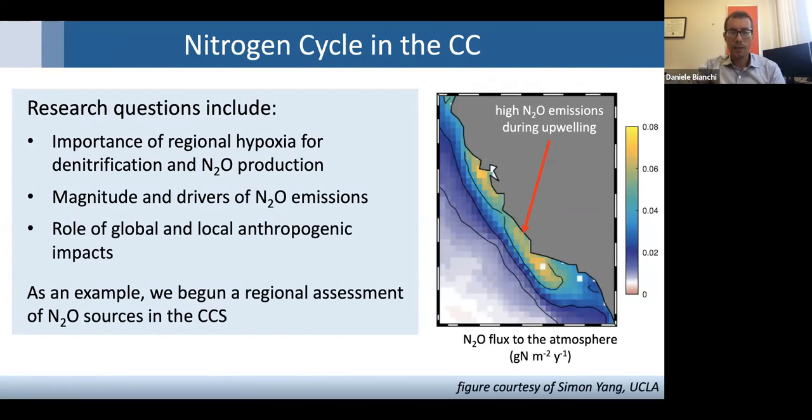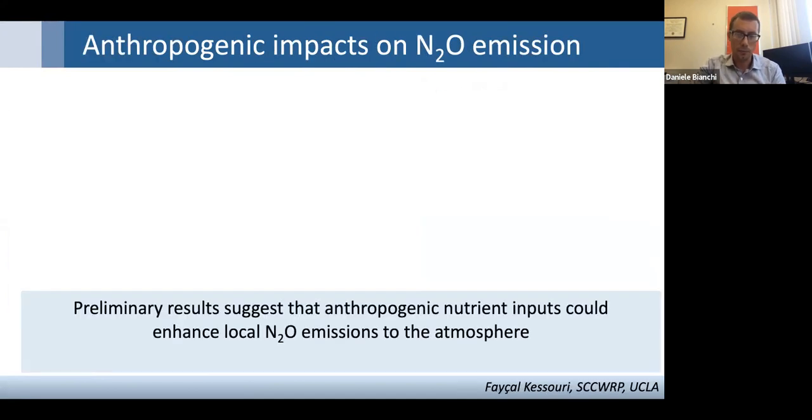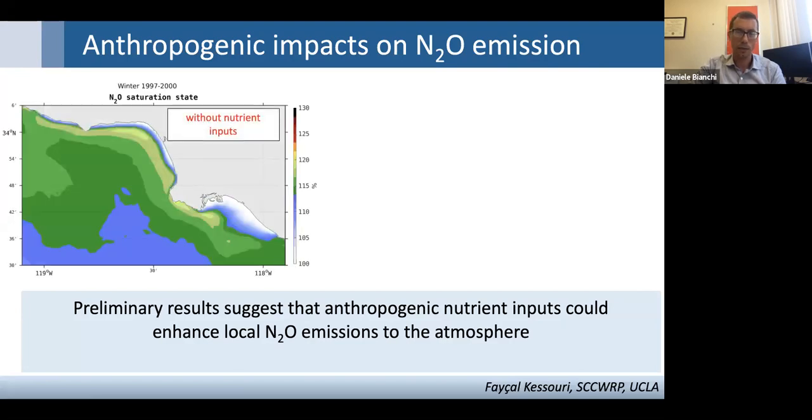As an example, we just started a sort of regional assessment of nitrous oxide sources. What I'm showing here is an estimate of flux from the ocean to the atmosphere of nitrous oxide. And you can see how the upwelling region is really a hotspot of emission of this gas to the atmosphere. Another result that I really give you only a very preliminary sense of is that anthropogenic nutrient inputs could in fact enhance emissions of this greenhouse gas to the atmosphere.